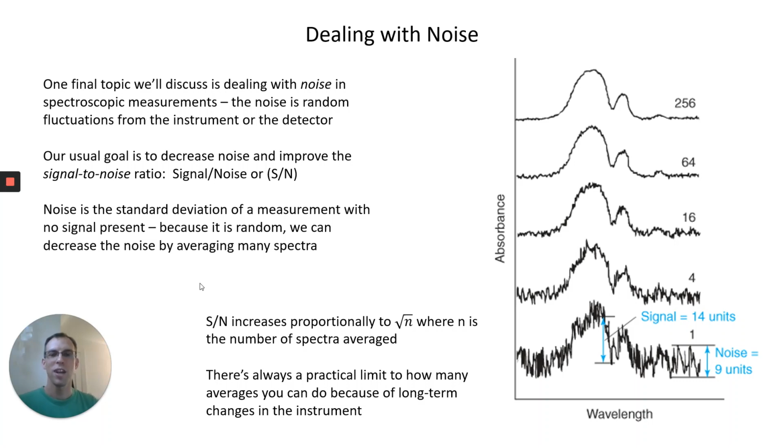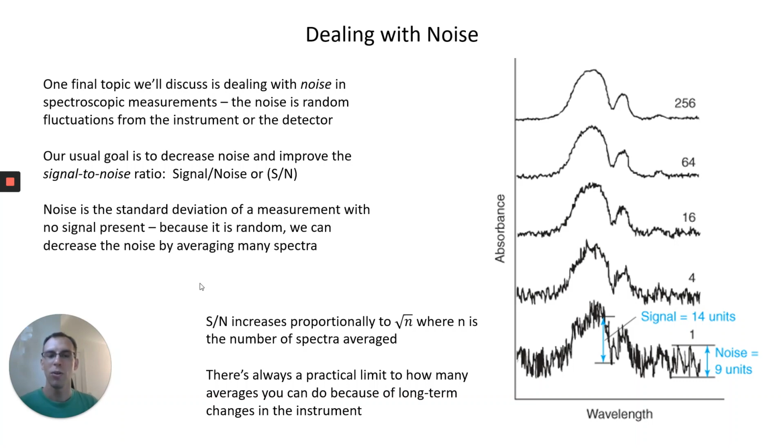Final topic for chapter 20 is noise. And when we say noise here, we don't mean just noise that you hear in your ears, acoustic noise. We're talking about what we refer to as noise in spectroscopy, meaning random fluctuations that we see in the signal we get from our instrument. Noise isn't specific to spectroscopy, but it's something we're constantly and commonly dealing with in spectroscopy.